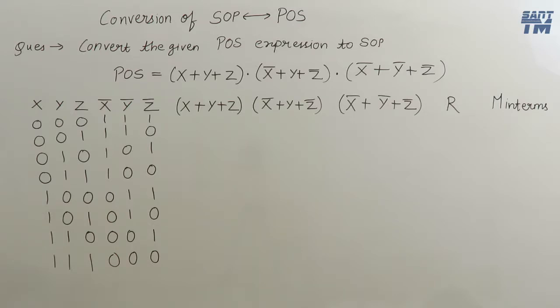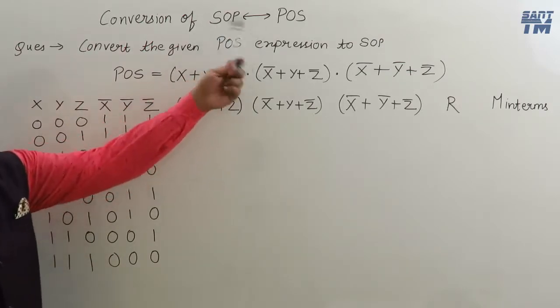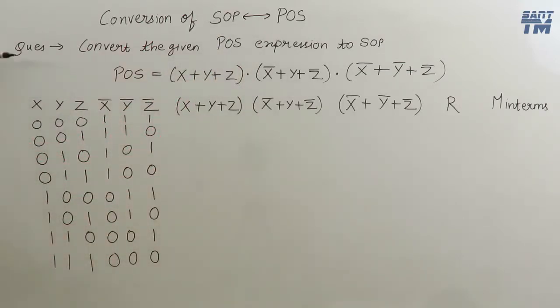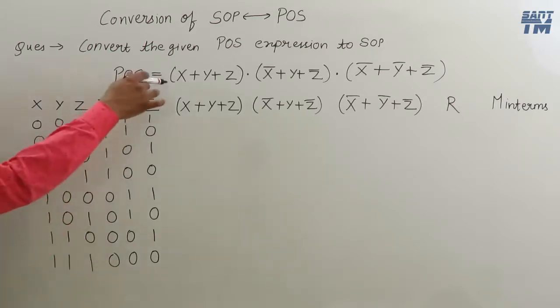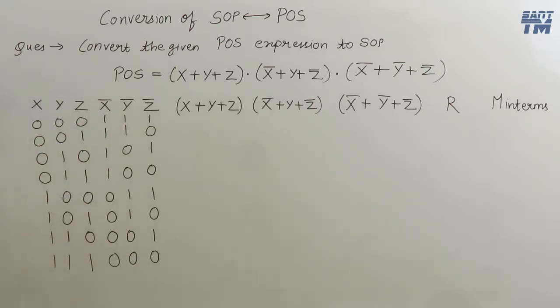Now the next topic is conversion of SOP to POS or conversion of POS to SOP, both ways. The question can be like this: convert the given POS expression to SOP. They have given you a POS expression, that means product of sums. You have to convert them to equivalent SOP. So first thing is construct the truth table of the given POS expression. We have made the raw truth table for x, y, z, x bar, y bar and z bar.